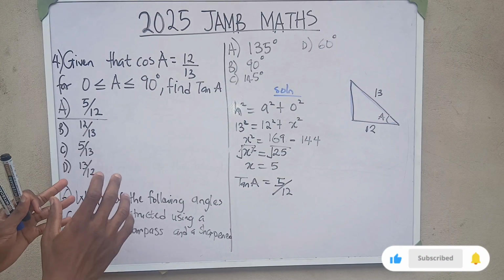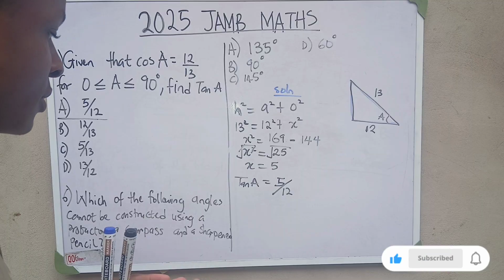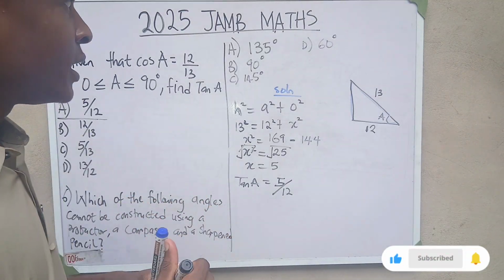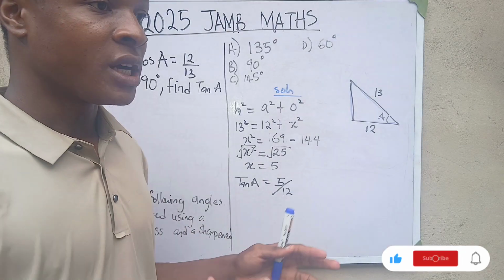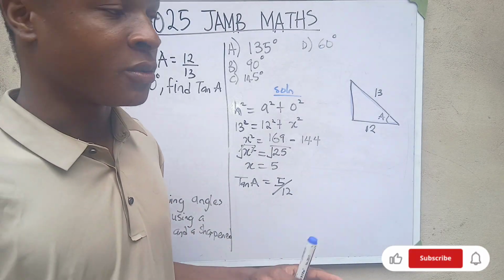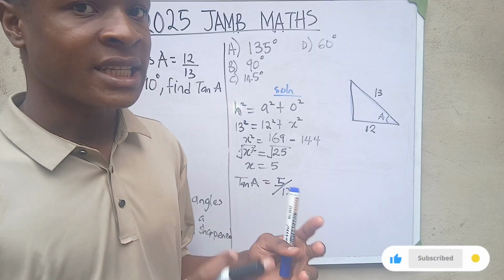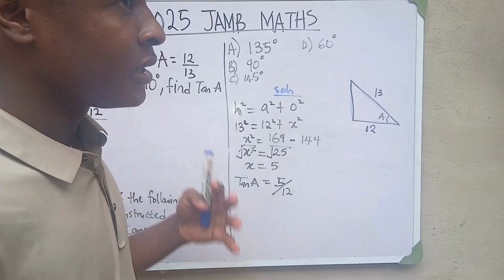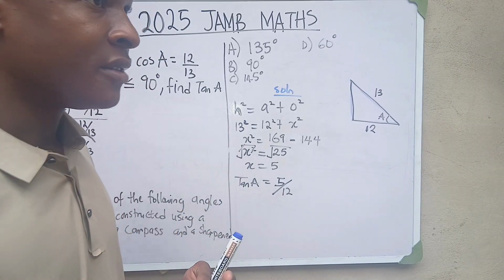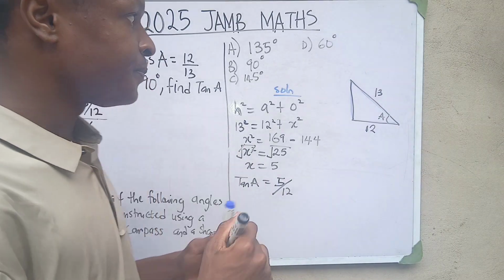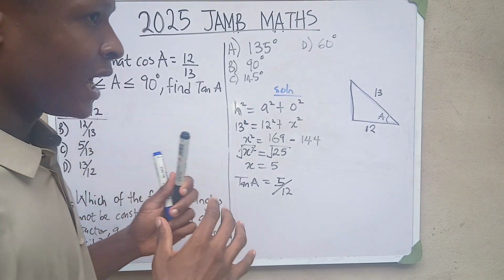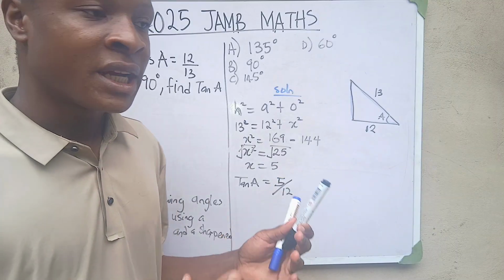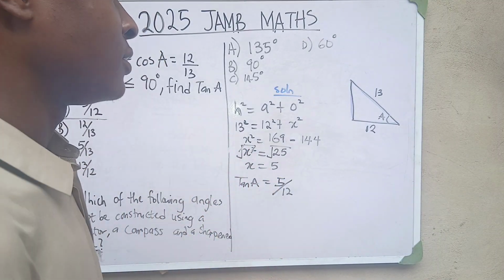The next question says, which of the following angles cannot be constructed using a protractor, a compass, and a sharpened pencil? Now, when constructing using a protractor, a compass, and a sharpened pencil, the angles that can be gotten are special angles, which are 45 degrees, 30 degrees, 15 degrees, 60 degrees, and 90 degrees. Any angle that is not a special angle cannot be constructed using these materials.